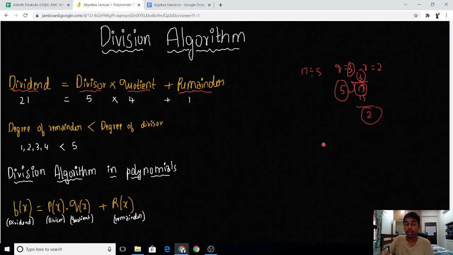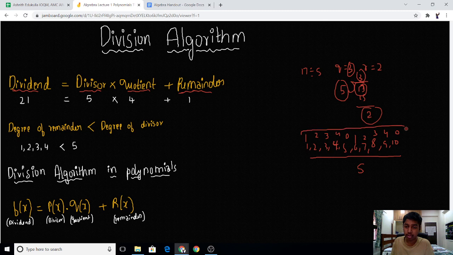See, when you're dividing something, take any numbers 1, 2, 3, 4, 5, 6, 7, 8, 9, 10, and divide all of them by 5. When you divide all of them by 5, these two will give remainder 1, these two will give remainder 2, these two will give remainder 3, these two will give remainder 4, and this will give remainder 0. So you can observe that all the remainders are less than 5.